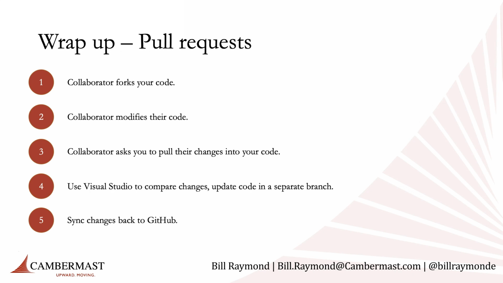You can then compare that in Visual Studio and decide if you want that. If you do, then you can just go ahead and bring it down into Visual Studio. Visual Studio will automatically create a separate branch, so it never really modifies any production code. You decide what changes you want to keep, what changes you don't, and when you sync it back up to GitHub, it automatically closes that pull request. The collaborator will also receive an email informing them that that pull request is closed.